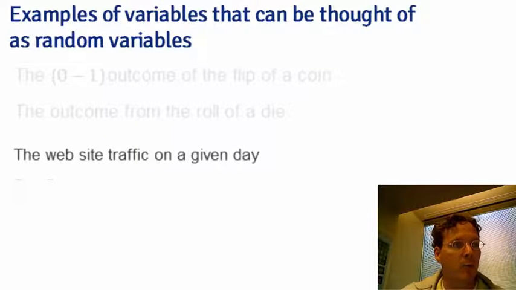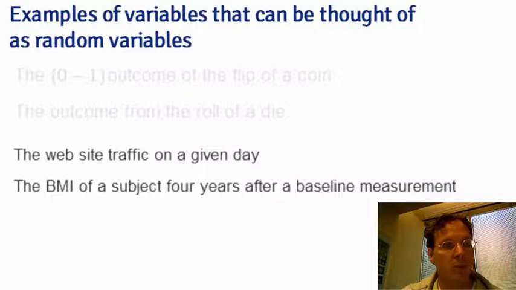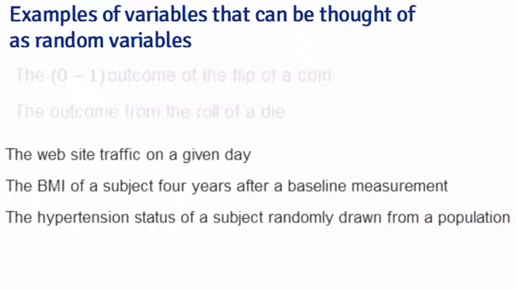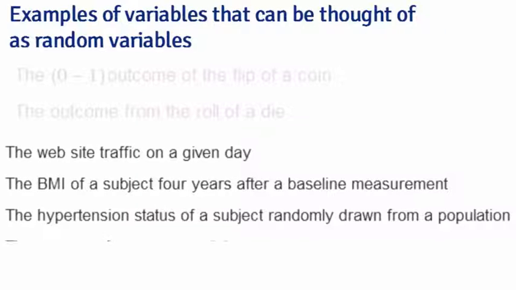The BMI of a subject 4 years after a baseline measurement is a somewhat random example I came up with, and in this case we would likely model BMI, body mass index, as a continuous random variable. The hypertension status of a subject randomly drawn from a population could be another random variable. Here we might give a person a 1 if they have hypertension or were diagnosed with hypertension, and a 0 otherwise. So this random variable would be modeled as discrete.